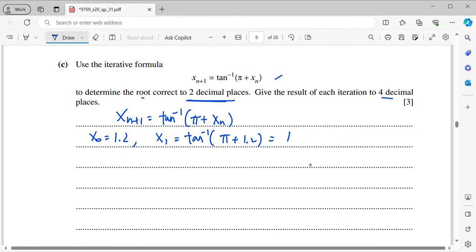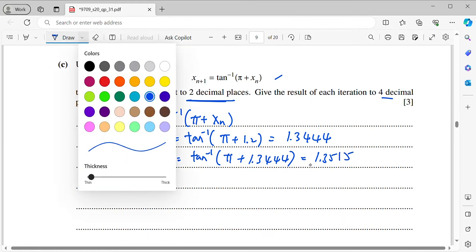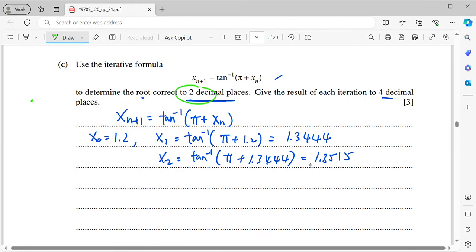Then you will be getting 1.3444. Okay, so now continue for the next calculation. This is going to be pi plus 1.3444. Inverse tangent of this value will be 1.3515. Okay, so your final answer is to 2 decimal places. Make sure you get these 2 same decimal places. But then unfortunately they are not the same. Therefore we need to continue for next calculation.